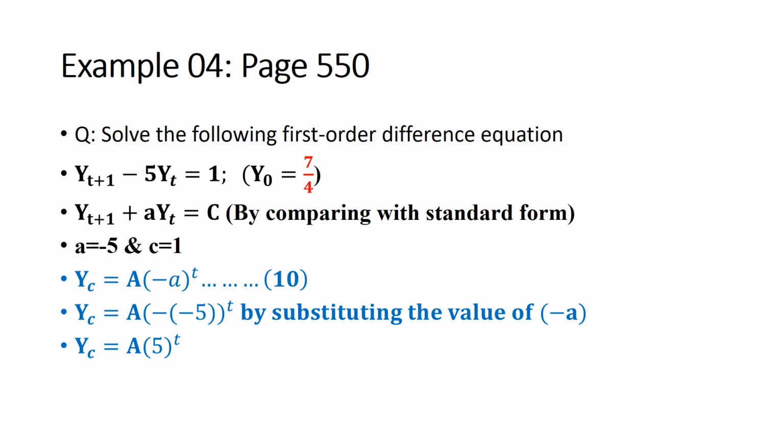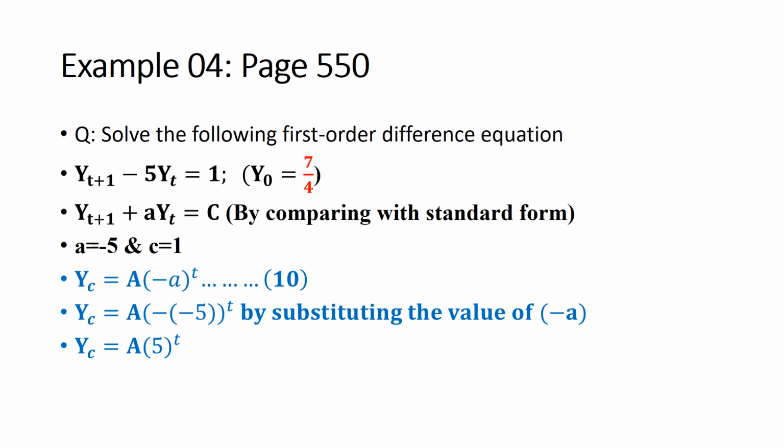Let's solve the example. Example number 4, page 55 of the Alpha C. Chiang book, 4th edition. The question: solve the following difference equation. Here is the question: yt plus 1 minus 5yt is equal to 1, and the initial condition y naught is available, y naught is equal to 7 over 4.